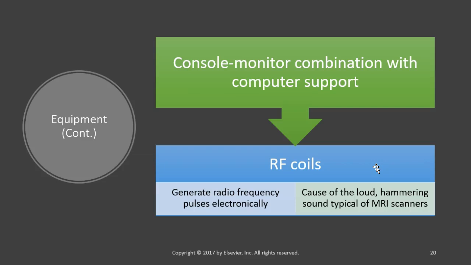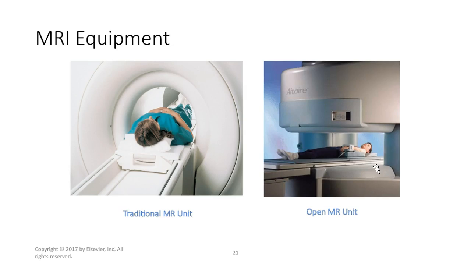All right, so closed magnet combination with computer support. We have RF coils, so they generate a radio frequency pulse electronically. It causes the loud noise or the hammering sounds typically seen in MRI. That's all normal. And looking here, this is a traditional MRI unit right here, and this is an open scanner here.